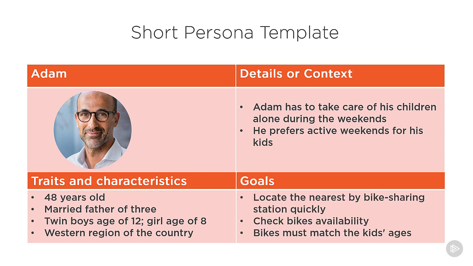And for goals, Adam wants to locate the nearest bike sharing station quickly. He also expects to see if there are 3 bikes available in the station. Besides, bikes must match the kids' ages. Great work! Now that we have created a persona using a shorter template, I will explain to you the rest of the elements you need for the long persona template.